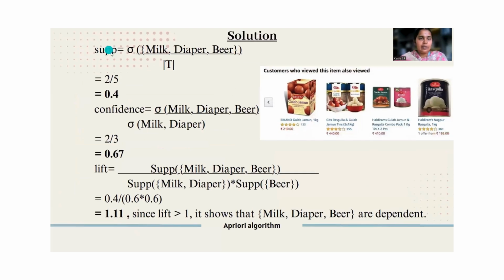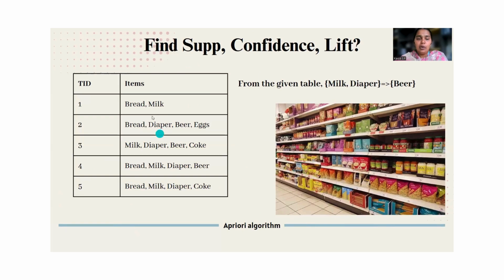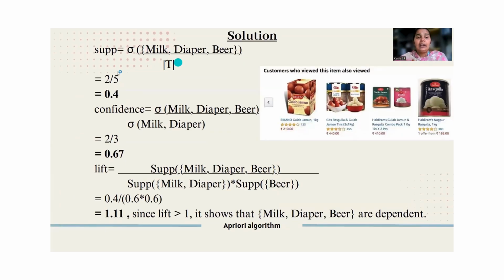When it comes to support, it is the frequency of all the items A and B out of the total transactions. Milk, diaper, beer: the number of times it is bought is 2. Milk, diaper, and beer, again milk, diaper, and beer. So these 3 items are bought together 2 times out of 5 transactions. So the support value is 2 out of 5, the frequency of these items bought together. It is 40% of total transactions.